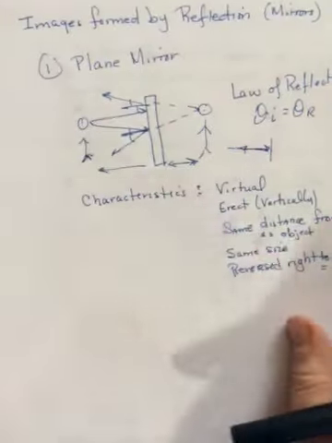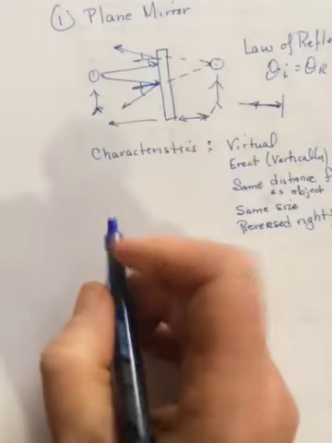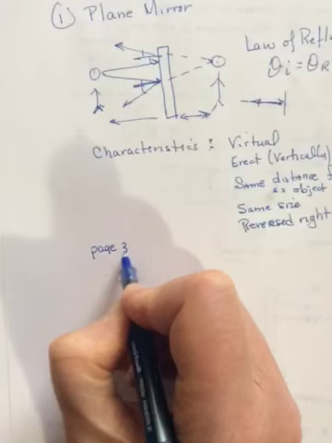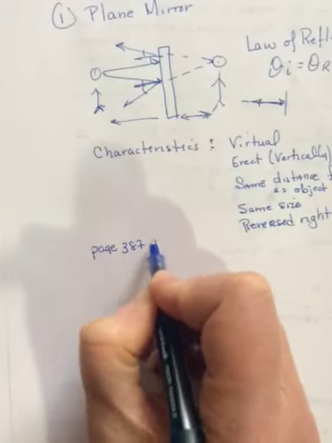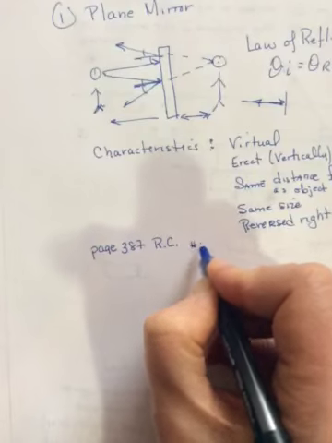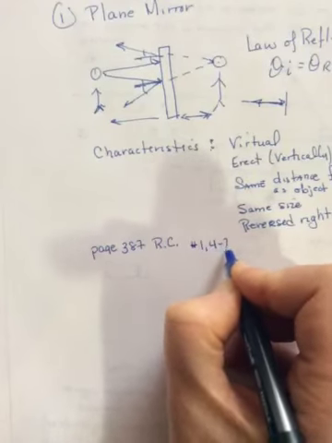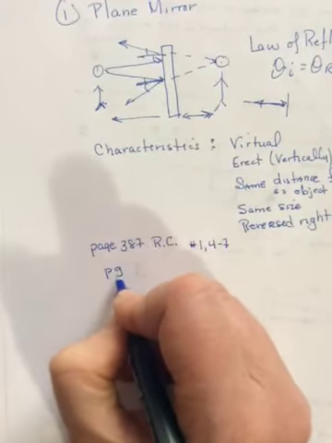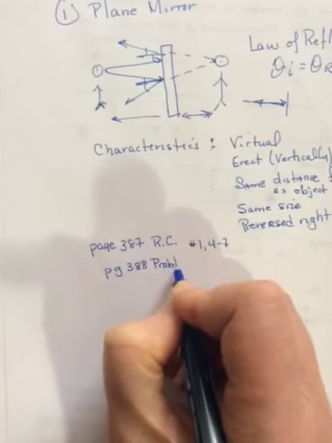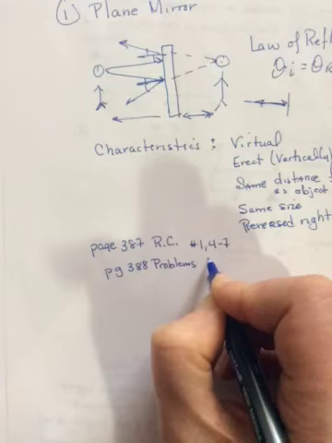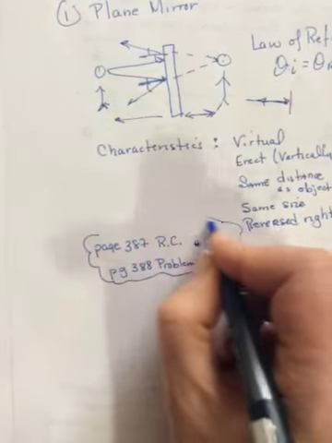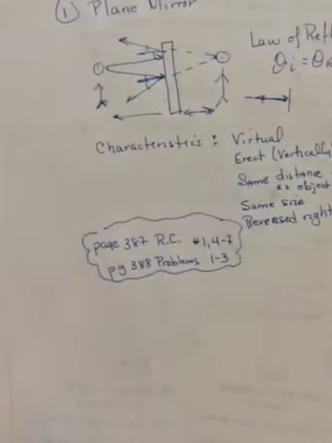And there are some questions in your textbook connected to them. On page 387, reviewing concepts, questions 1 and 4 to 7. And on page 388, the problems, questions 1 to 3. And they're pretty straightforward, simple, easy peasy. Okay?